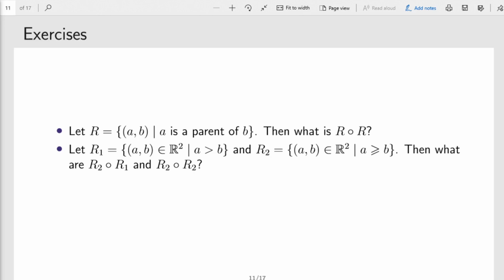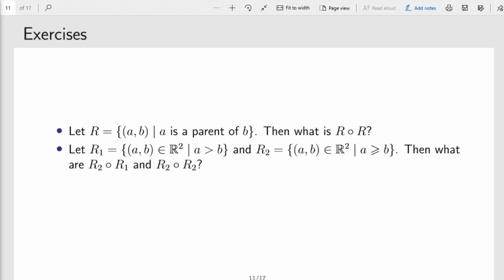Exercises. So you have two questions here. The first one is to find the composition of R and R. You could compose a relation to itself as long as it's well defined. So compose R and R, where R is the set of pairs (A, B) such that A is a parent of B. Let's say that R is defined on a set of people.